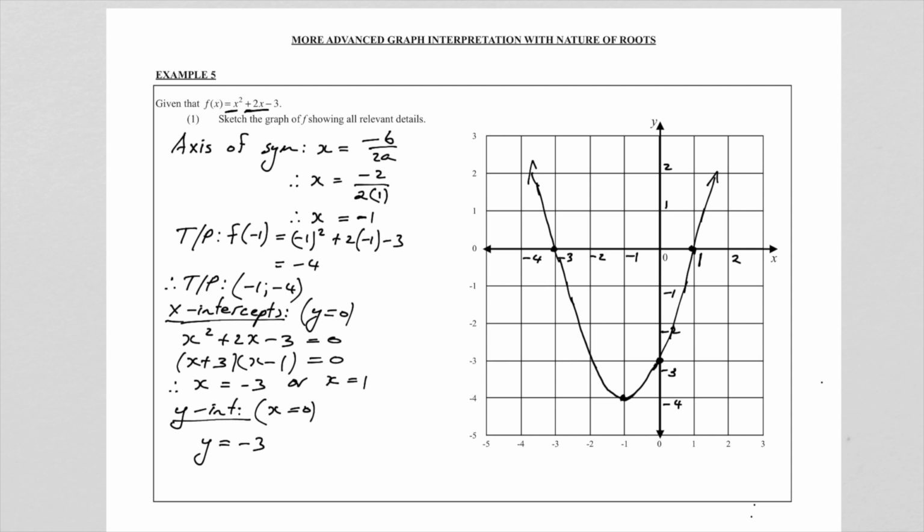So this is the first part of this question, that they ask us to sketch this parabola, and they ask us to show all the relevant details. And that means the x-intercepts, y-intercept, and turning point. Let's now look at the next question.